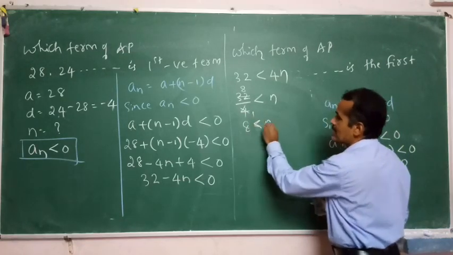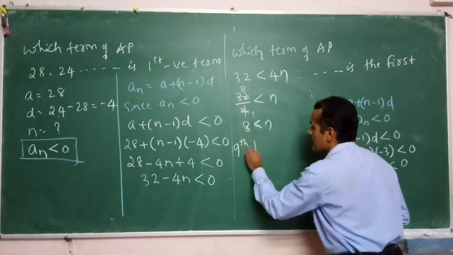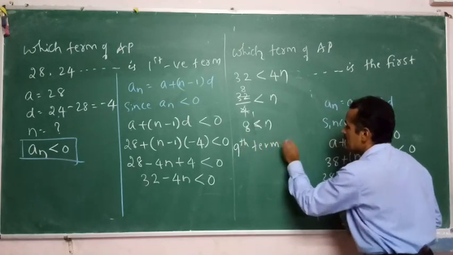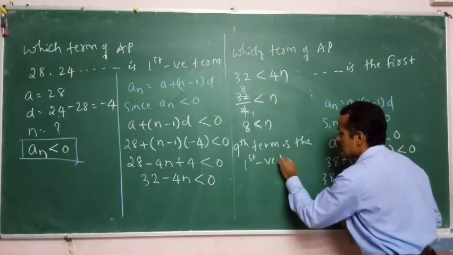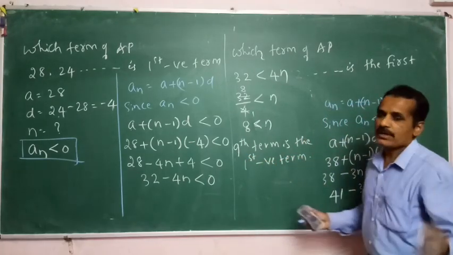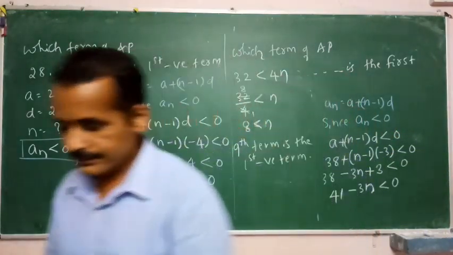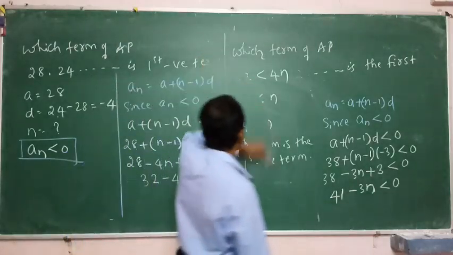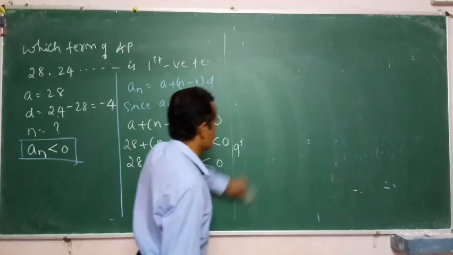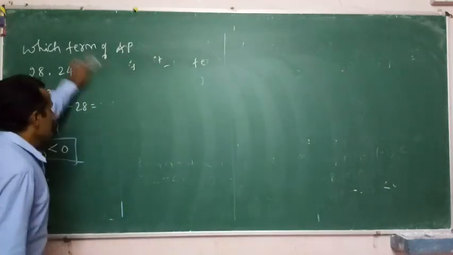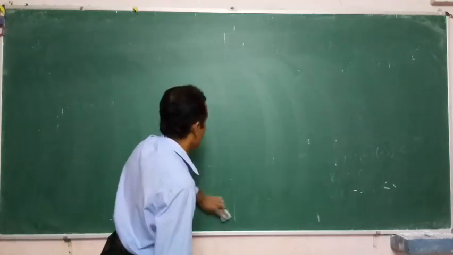So n is greater than 8, I can say the ninth term is the first negative term. That's it. If you want, you can again verify and get your answer confirmed. Let's go for some more problems. Today all the problems are different from each other. Different varieties of problems we are going to learn today.